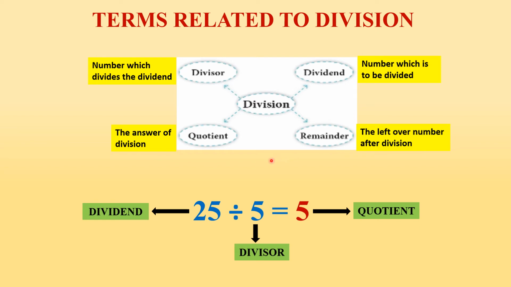For example, in this following division fact, 25, the total number, is taken as the dividend. 5, the number which is dividing the dividend, is the divisor. And the answer of division is 5, which is the quotient.